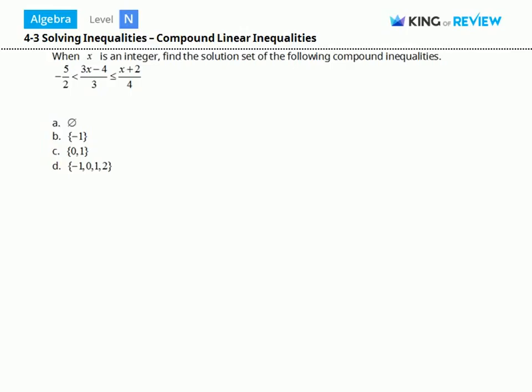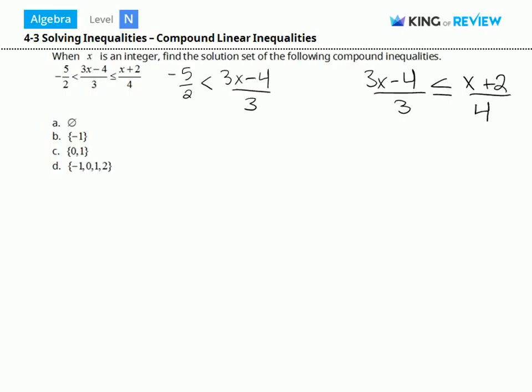When x is an integer, find the solution set of the following compound inequalities. We'll solve each inequality separately. So we have negative 5 over 2 is less than (3x minus 4) over 3. And then our second inequality will be (3x minus 4) over 3 is less than or equal to (x plus 2) over 4. So for our first inequality, we'll start by multiplying both sides by the LCD.